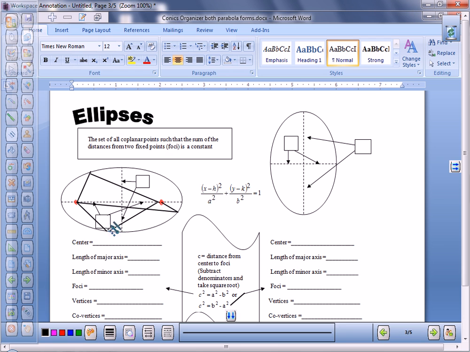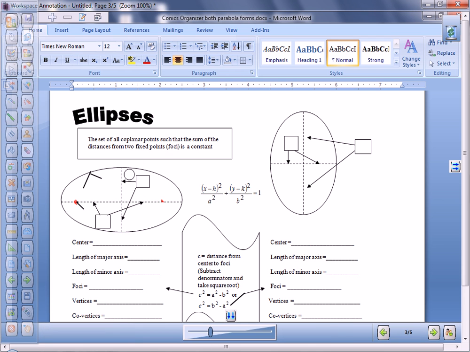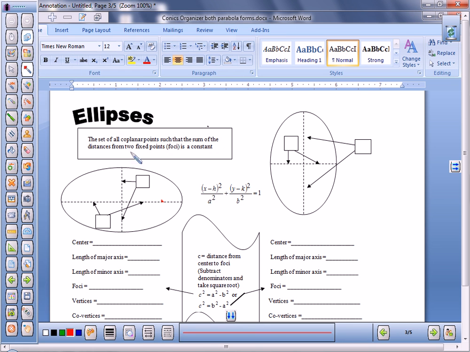So it says the ellipse is a set of all coplanar points such that the sum of the distances from the two fixed points called the foci is constant. And that's how we form it.